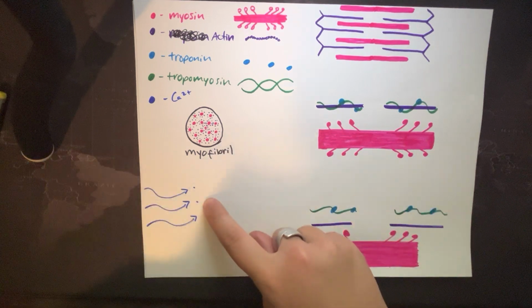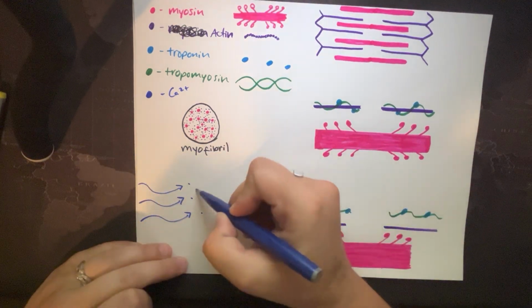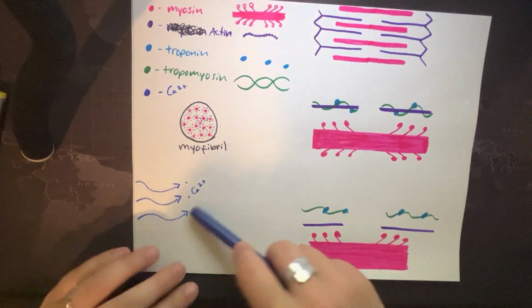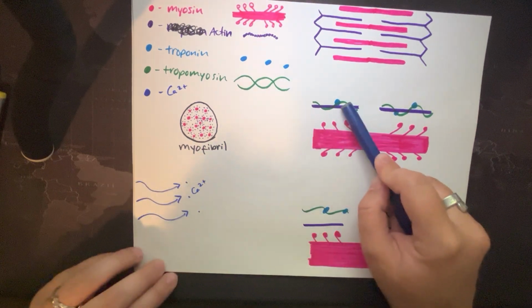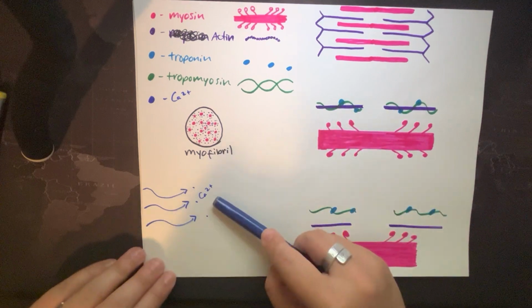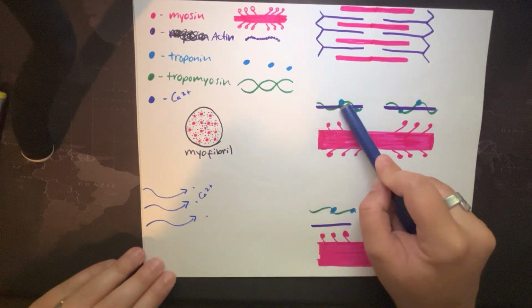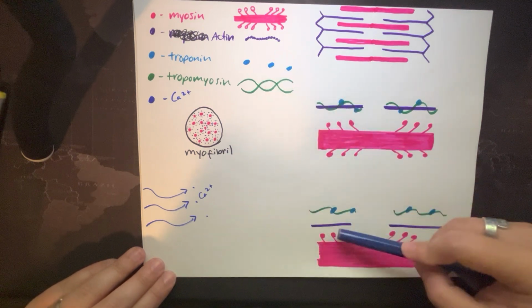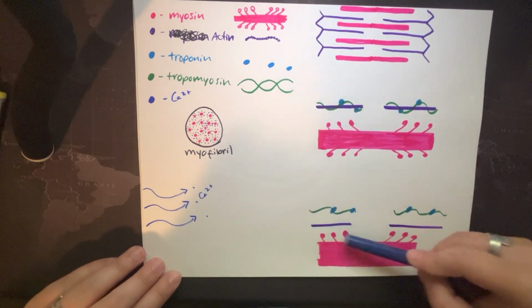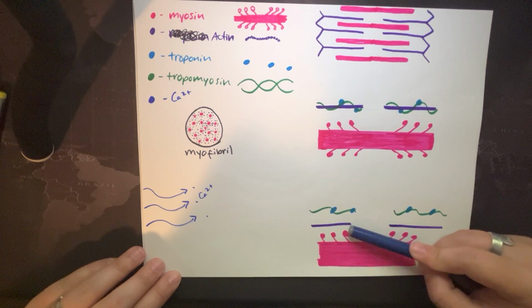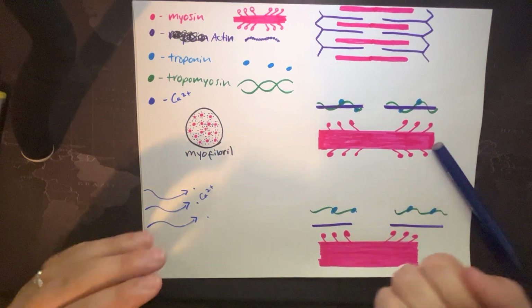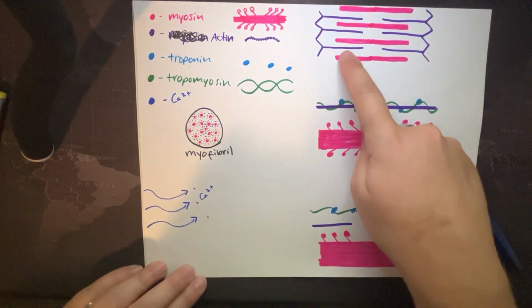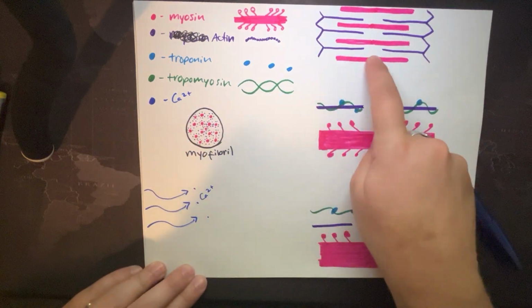And for calcium to come and bind to troponin. So that is calcium's job. It wants to come and bind to troponin so that we can move tropomyosin away from actin and allow the active site to be available so that the myosin head can then bind into the active site and pull our actin towards the middle.